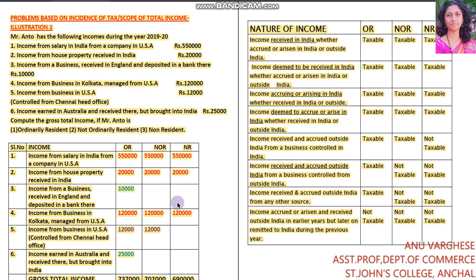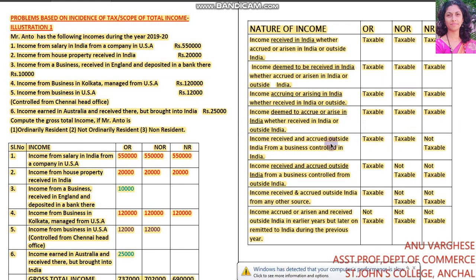For doing this kind of problem, we have already stated that an easy method of studying incidence of tax is by preparing a table. For refreshing those rules, once again I will tell you those rules. Income received in India is taxable for ordinarily resident, not ordinarily resident, and non-resident. Income deemed to be received in India is taxable for all three. Income arising in India is taxable for all three. Income deemed to be arising in India is taxable for all three.